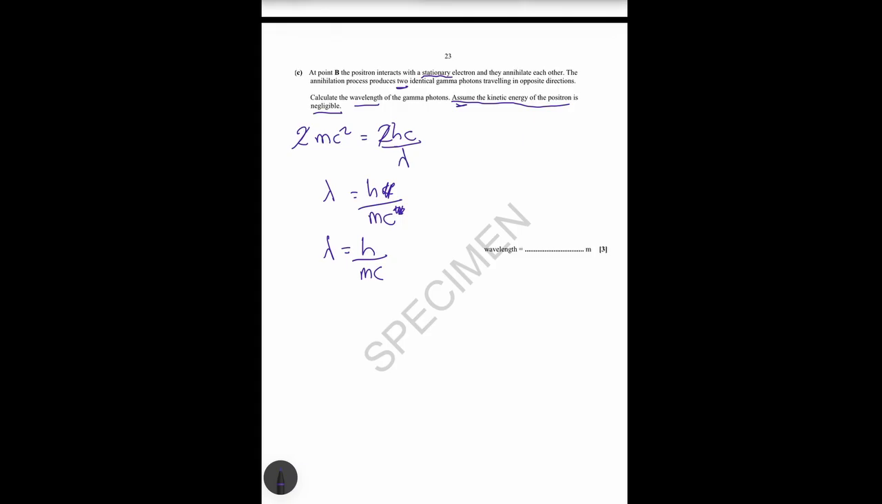So h, I know the Planck's constant, I can get it from the formula sheet. M, the mass of an electron, is the same as the mass of a positron, which is why I did the two here and cancel them out. And then c, the photon is going to be moving at the speed of light, so I'm going to put 3 times 10 to the 8 for the photon. I'm just going to put that into the calculator, and then the answer it gets me is 2.4 times 10 to the minus 12.